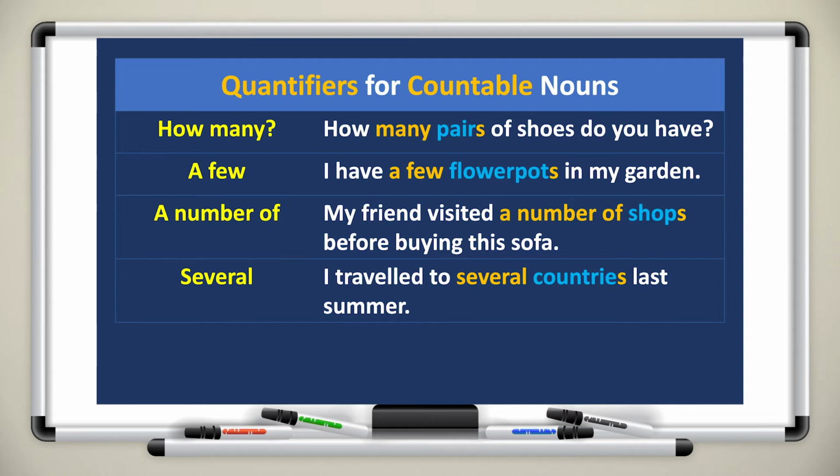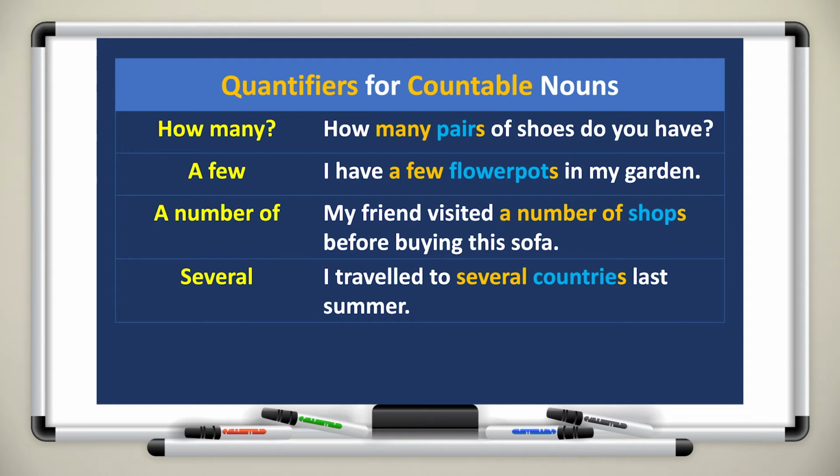Quantifiers for countable nouns. How many for questions? If I want to ask about something that I can count, I will go with how many. For example, how many pairs of shoes do you have? Now take a look. Pairs of shoes. I added S at the end, so I can count them. Or when I say a few, I have a few flower pots in my garden.